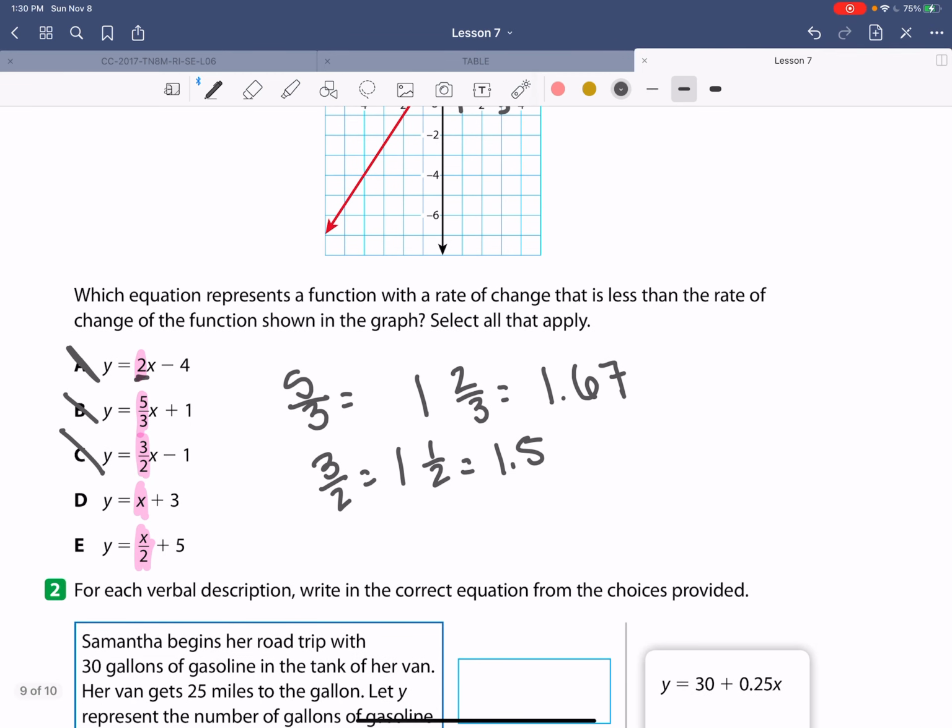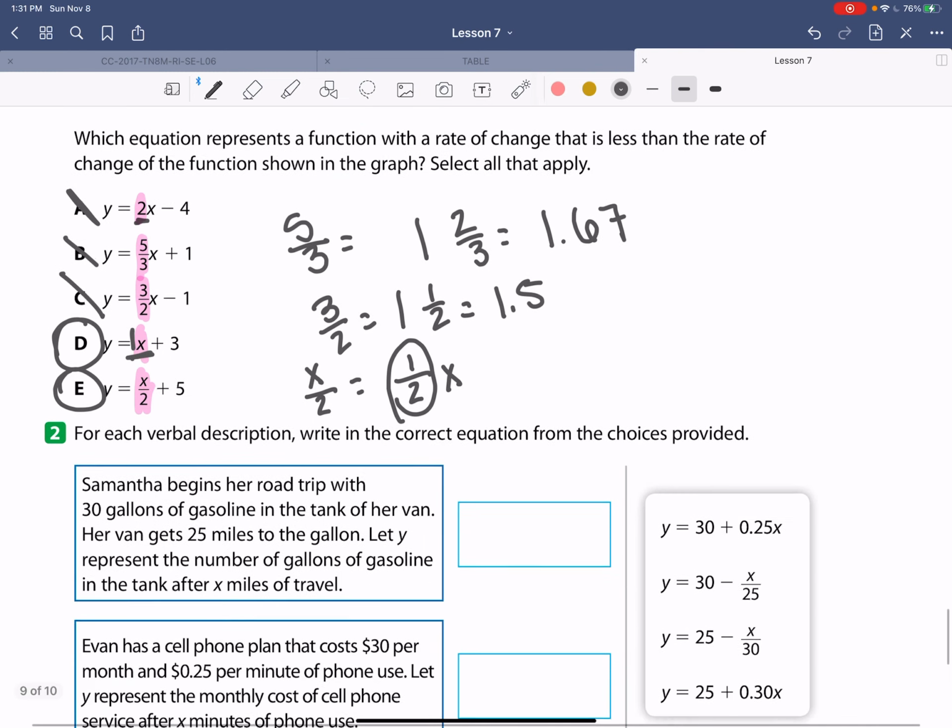Then D, if you don't see a number or a coefficient, that means it's an invisible 1. So that's really just a 1, and of course 1 is less than 1.5, so D is a solution. And then we have y, which is x over 2. I'm sorry, it says y equals x over 2 plus 5. So we just look at x over 2, and that's half of an x. So we just look at the half, and of course that's less than 1.5. So that is also a solution. And we move on to number 2.